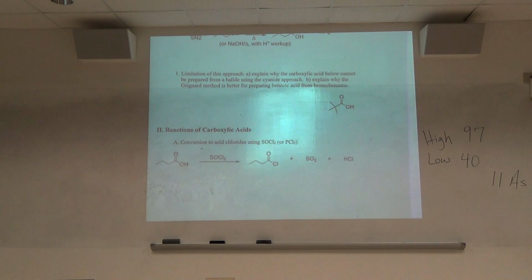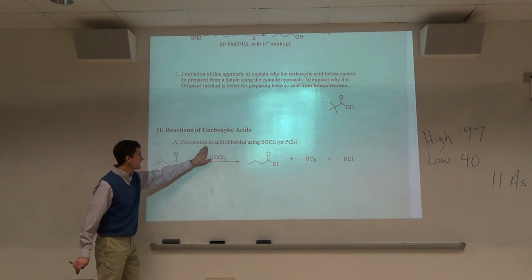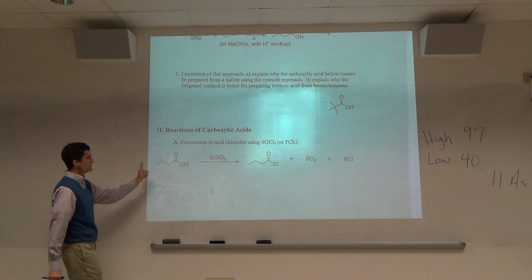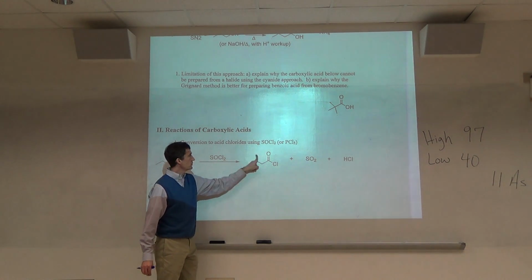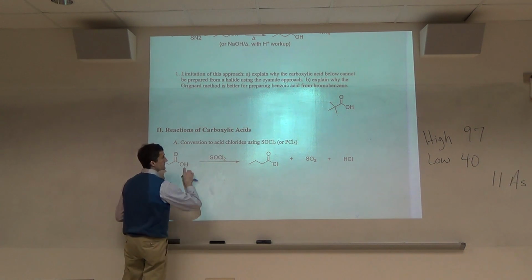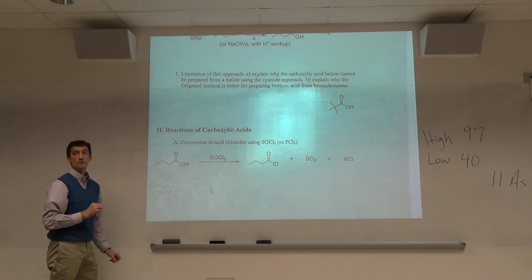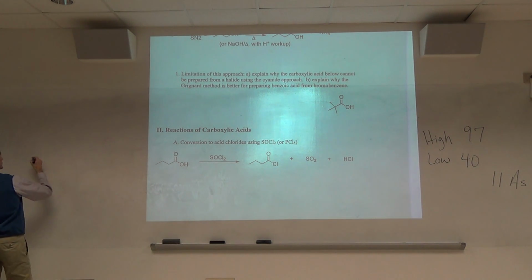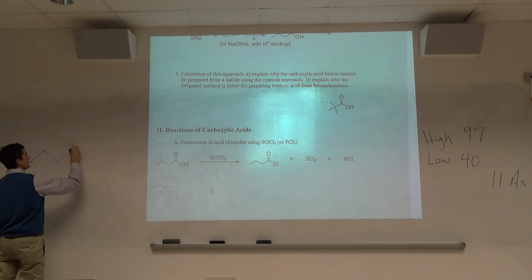Okay, reactions of carboxylic acids. Now that we know how to make them, we have a toolbox of methods to make them. First reaction is to an acid chloride or acyl chloride. Okay? We can work with thionyl chloride. This is analogous to, remember back during week 1, we did this.